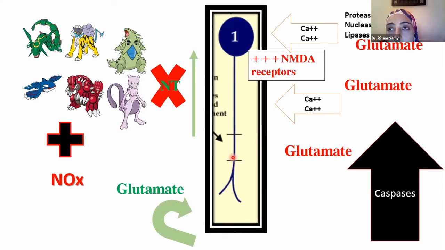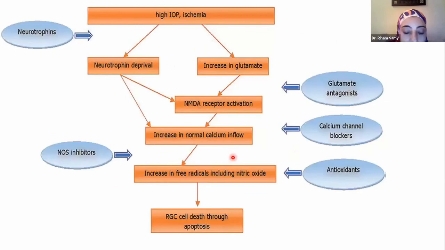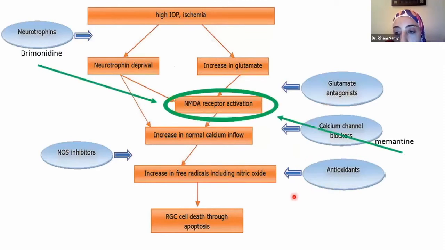If we want to perform true neuroprotection, we should counteract these mechanisms, and we can imagine that we need neurotrophins. We need to inhibit the nitric oxide synthase to block its reaction with the free radicals. We can antagonize glutamate, block the calcium channels, and give antioxidants, some of which are coenzyme Q and ginkgo biloba.